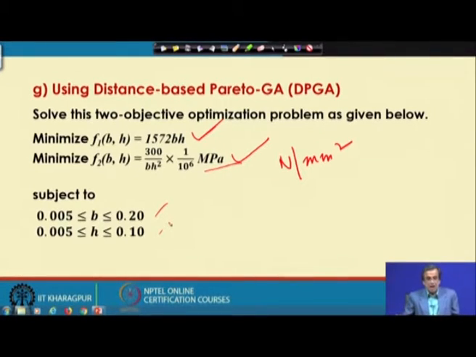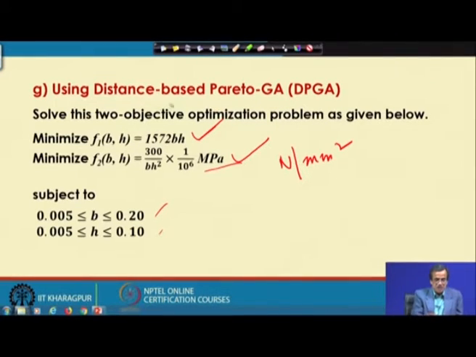Now, let us see how to tackle this type of problem having two objectives, where both the objectives are conflicting in nature, and our aim is to minimize both the objectives. So, let us see how to find the optimal solution, or how to find the Pareto optimal front. I am going to discuss a particular method called the distance based Pareto GA.